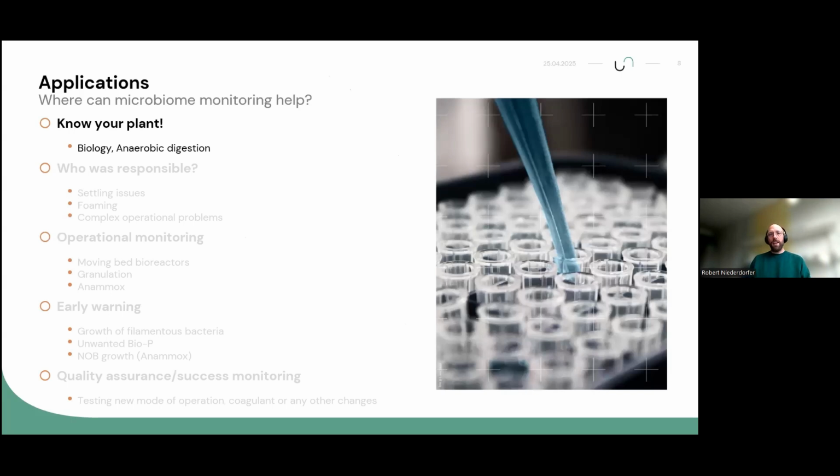So where can microbiome monitoring help? One thing I told you at the beginning is this transparency.